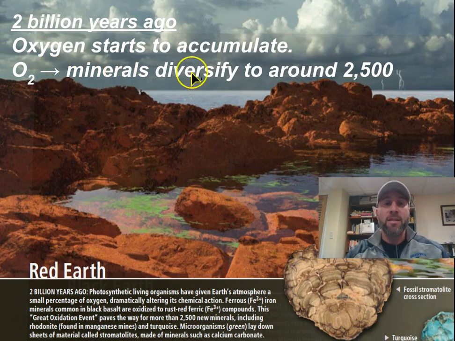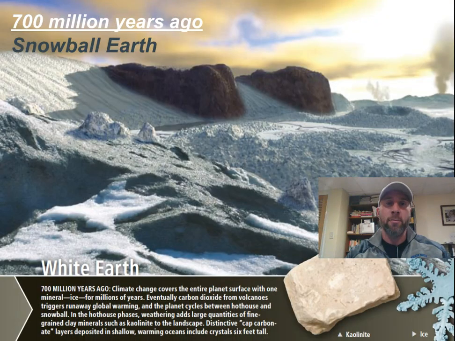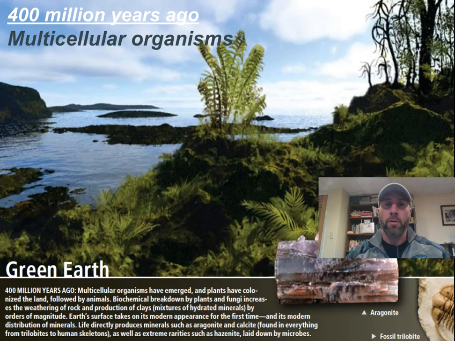But again, as this happens, the addition of all that oxygen really let our minerals start to explode even more. We got up to 2,500 minerals at this point, so we're adding more and more. All right, so we'll fast forward even further. 700 million years ago, this is just kind of a little side note here, but we had a portion of time on Earth where it was snowball Earth, where scientists believe that most of the Earth was glaciated and covered with ice and snow, and we'll learn about that a little bit later.